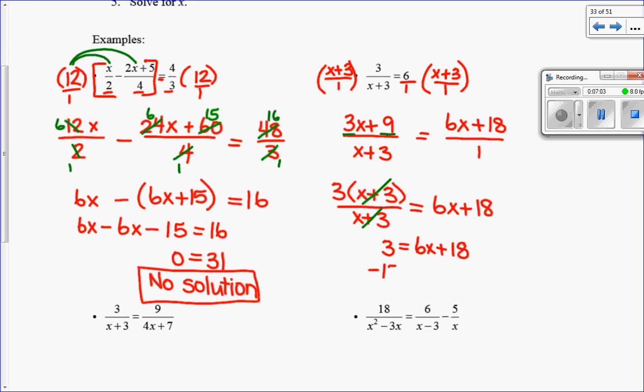So I'm going to have negative, subtract 18, yep, negative 15 on this side equals 6x. X is going to be negative 15 over 6. And that's my final answer.